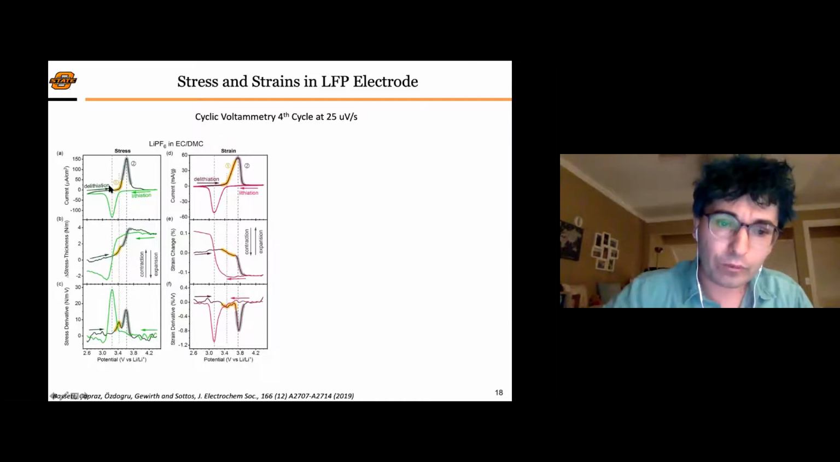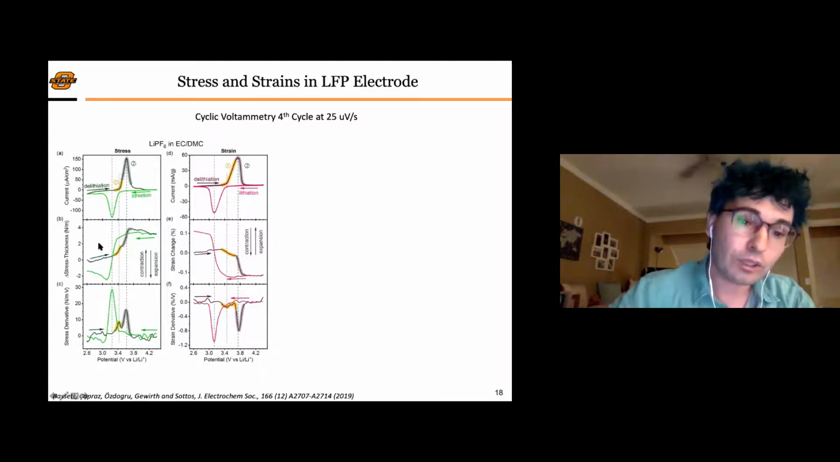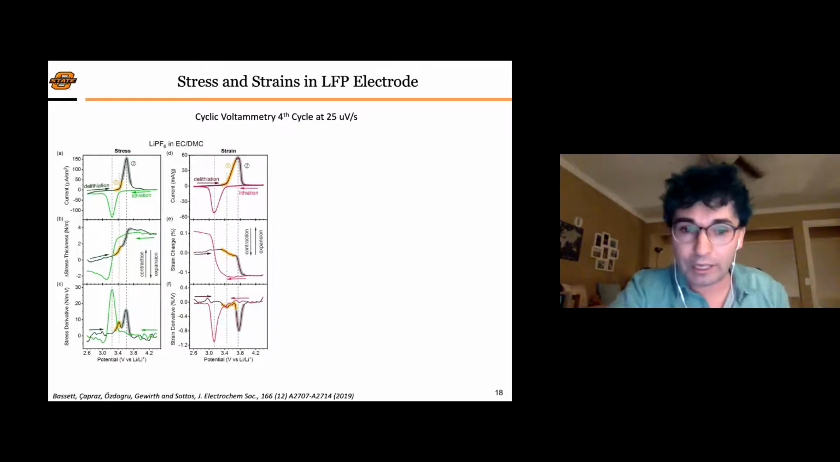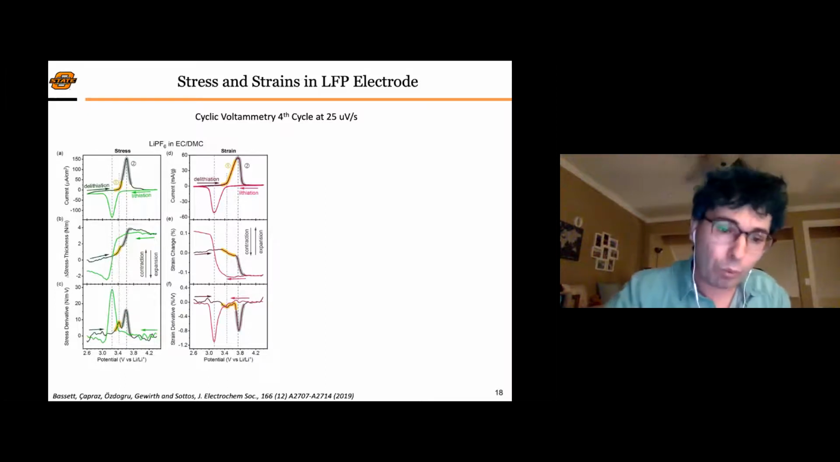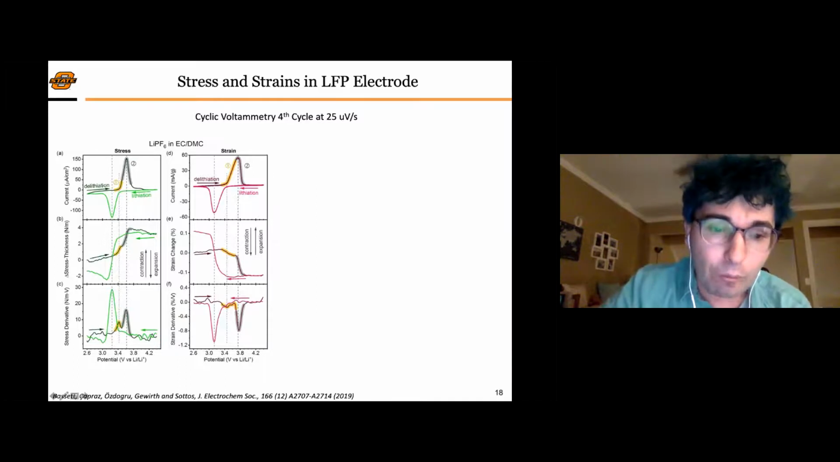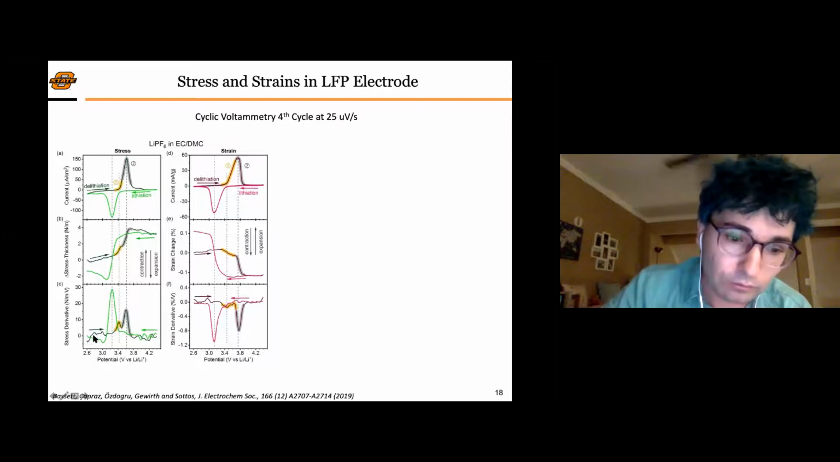Again, there is one current peak in the LFP because of the one phase transformation. If you look at stress and strain, similarly, we observe expansion and contraction, or compressive or tensile stress, during lithiation and delithiation. However, what I would like you to look at here is the stress derivative during delithiation.